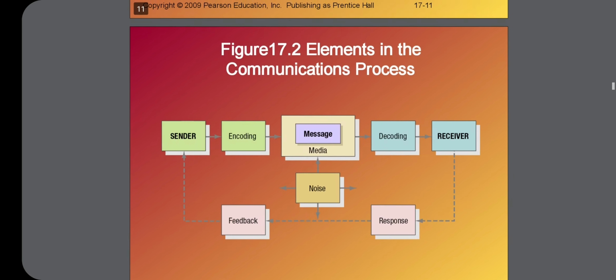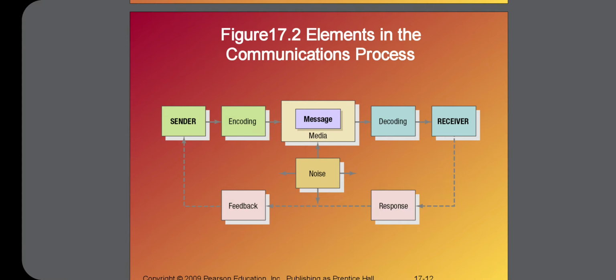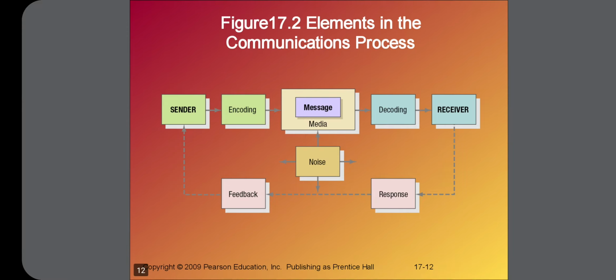So the elements in the communication process as presented in figure 17.2, if you are looking on the screen. The marketer would be the sender of the message, and then they will encode their message to be transmitted. The message would be transmitted through the different communication mix. It could be advertising, sales promotion, personal selling, public relations, or direct marketing.